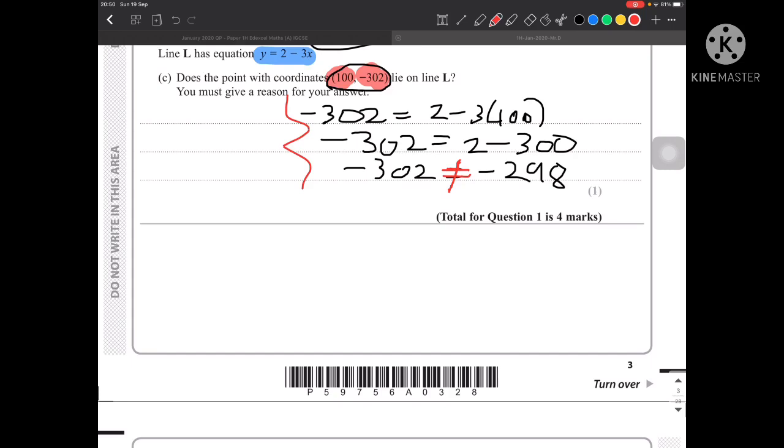So for the last one, we are asked to state whether the point with coordinates 100, minus 3 or 2 lies on the line L. What you need to do is substitute these coordinates, 100 and minus 3 or 2, into the equation which we are given here, and see if they equate. As I have shown in here, they do not equate. So you need to write the answer as no, it does not lie on L, as minus 3 or 2 is not equal to minus 298.